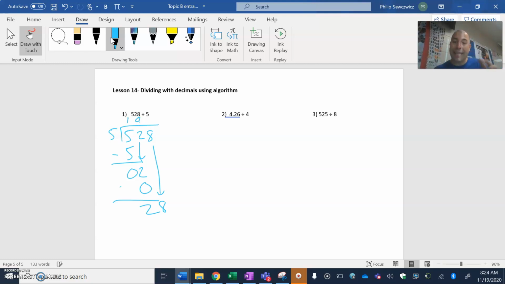Okay, now typically at this stage of the game, when we divided, it was a whole number up top, and we were okay. Now it's not. So watch what's going to happen here. How many groups of 5 can we take out of 28? Well, okay, 5. All right. So we multiply, subtract. Here's the thing, bring down the next number.